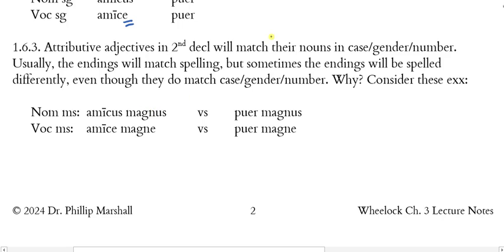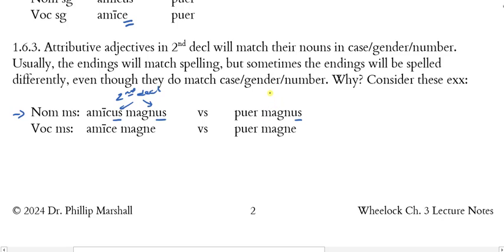We're looking at some contrast here. So think about the nominative masculine singular form of the noun and what the corresponding attributive adjective would look like. Amicus here, followed by magnus. Okay, notice these are spelled the same at the end. Why? Because these are both following the second declension pattern, right? And that's great. So we have a match here. Look at puer magnus. Here I have the us ending for nominative masculine singular, but puer does not match that ending. Why?